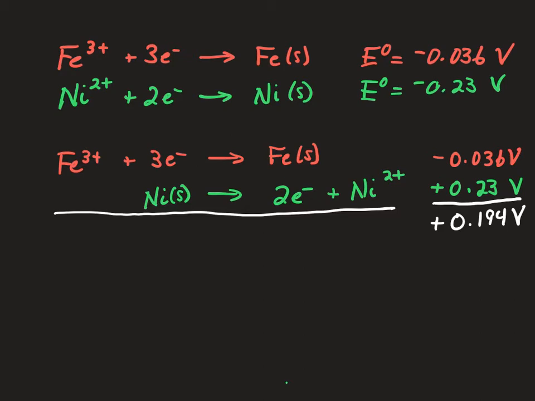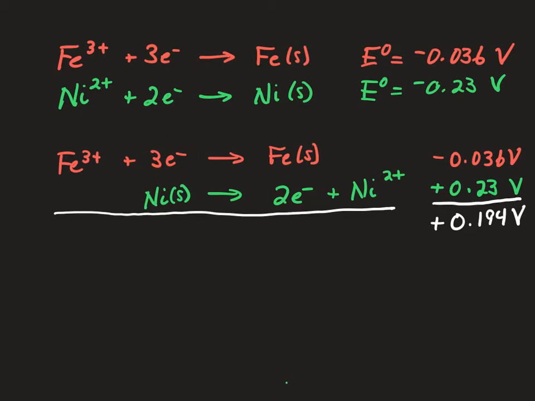So here we've rewritten this. Iron is still written in the reduction direction. But the nickel now is being oxidized, which turns a negative potential into a positive one. And when we add those two together, we get a positive potential of plus 0.194 volts. But what we haven't done is balance this. And notice, we're in a situation we dealt with when we were balancing oxidation reduction reactions. The number of electrons gained has to equal the number of electrons lost. And so we've got 3 and 2.